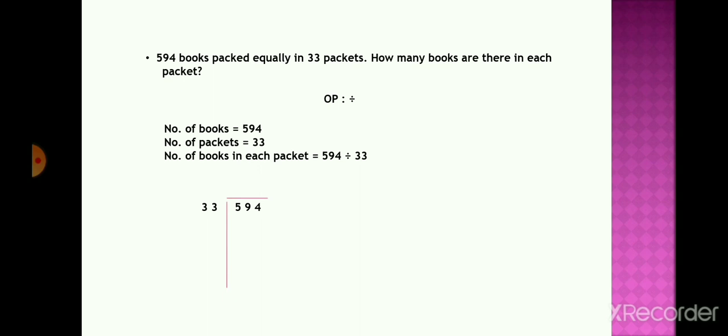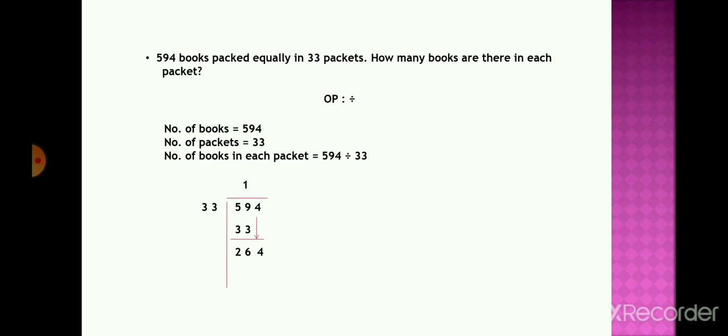So, we know that from the table of 3, 3 ones are 3. Now, our estimated quotient is 1. So, just try with 33 ones are 33 and 33 is smaller than 59. We can take quotient as 1 and write 33 below 59. Subtract, the difference is 26. Bring down the next digit, that is 4, from the ones place of the dividend.